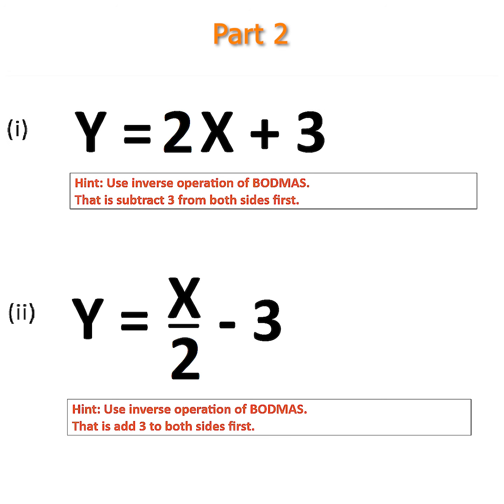In part 2 of our inverse operations questions, the starting point for question 1 is y equals 2x plus 3. For question 2, it's y equals x divided by 2, then subtract 3. Since x is our subject again, use inverse BODMAS to rearrange the two equations, leaving x on its own on one side of the equal sign.